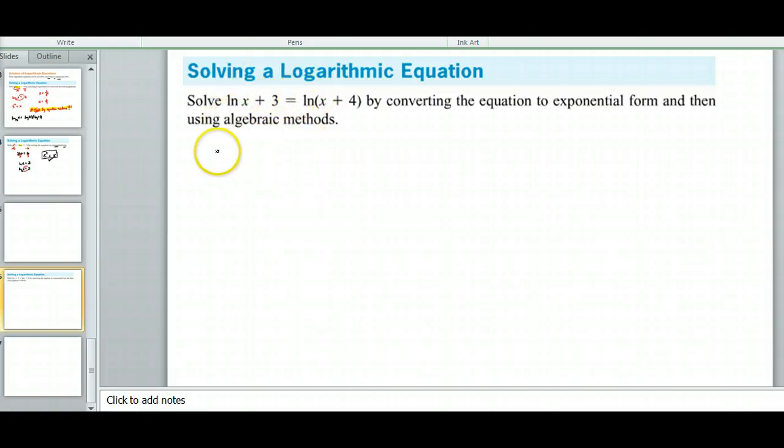So what we want to do here is group the LNs together, and then we're going to use log properties after that.